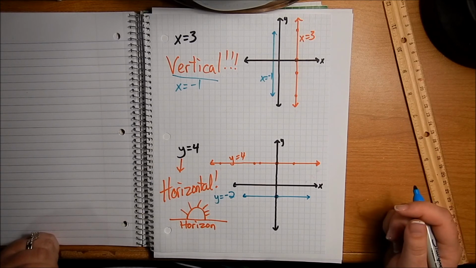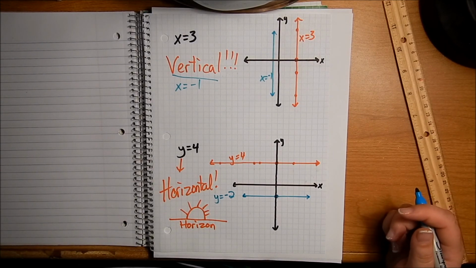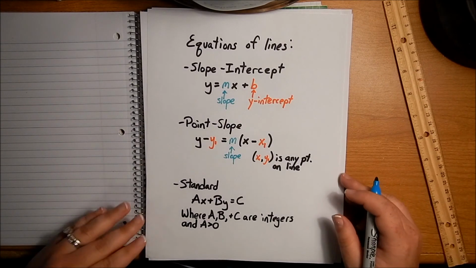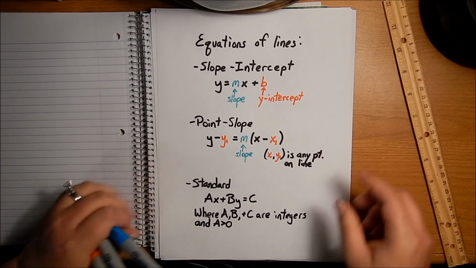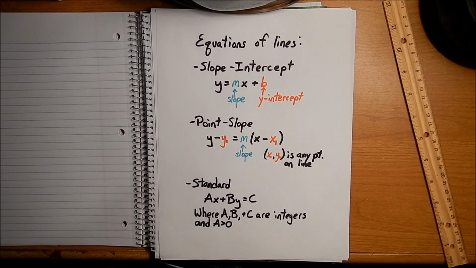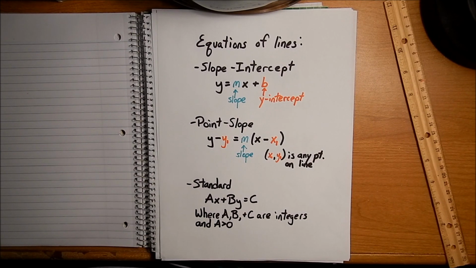Okay, so that about sums it up. So there's how to graph an equation of a line given in any of these 3 forms, or very commonly you will see just x equals some number or y equals some number. Please just always remember that x equals some number is a vertical line. Y equals some number is horizontal.